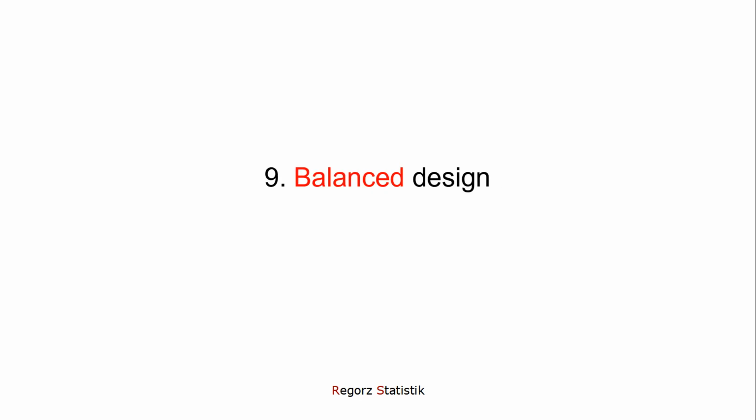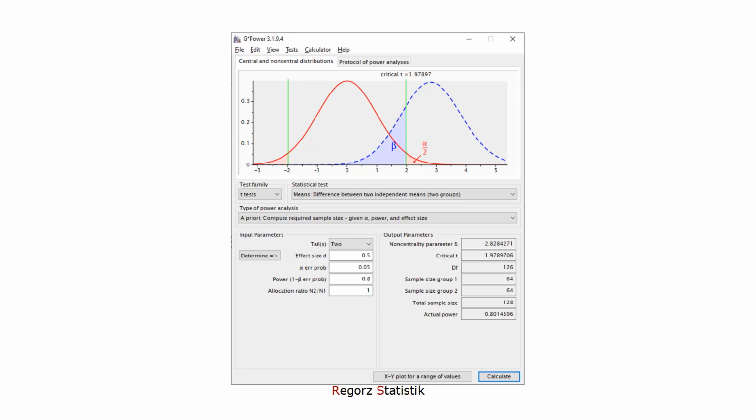For a group comparison, it can be helpful to employ a balanced design, that is, equal or almost equal group sizes. Again, an example from G-Power, 2-sample t-test. And here the allocation ratio, that is the ratio between both groups, is 1. So both groups are equal. In this case, I need a sample size of 128 to get to a power of 0.8. With an allocation ratio of 2, that is, one group is twice as large as the other, for the same effect size, now I need a sample size of 144. So equal group sizes increase your power.